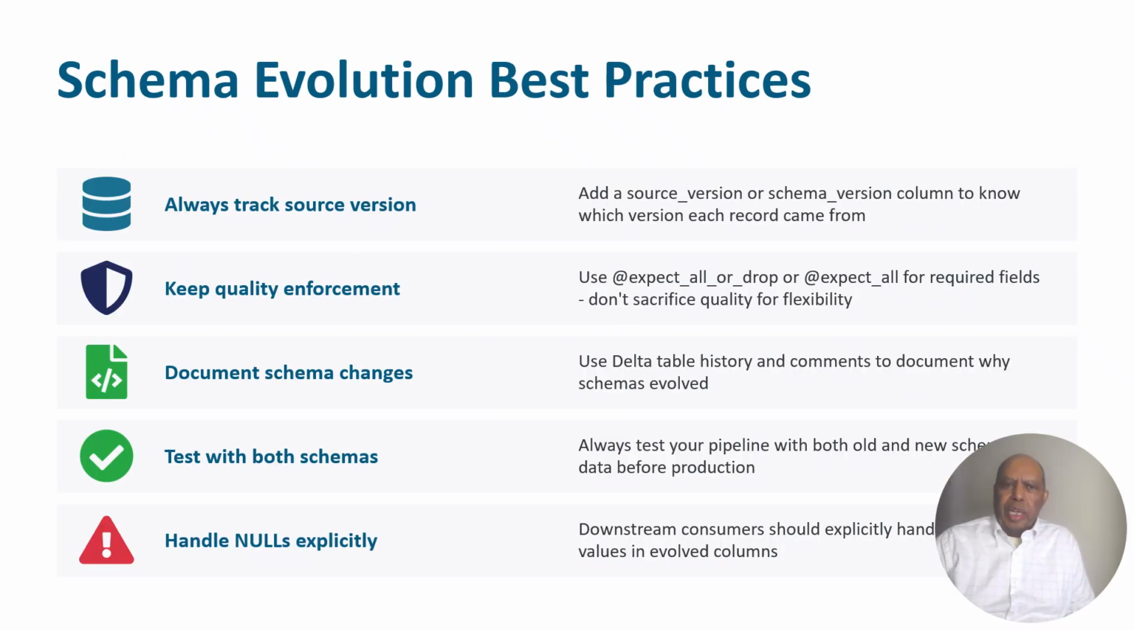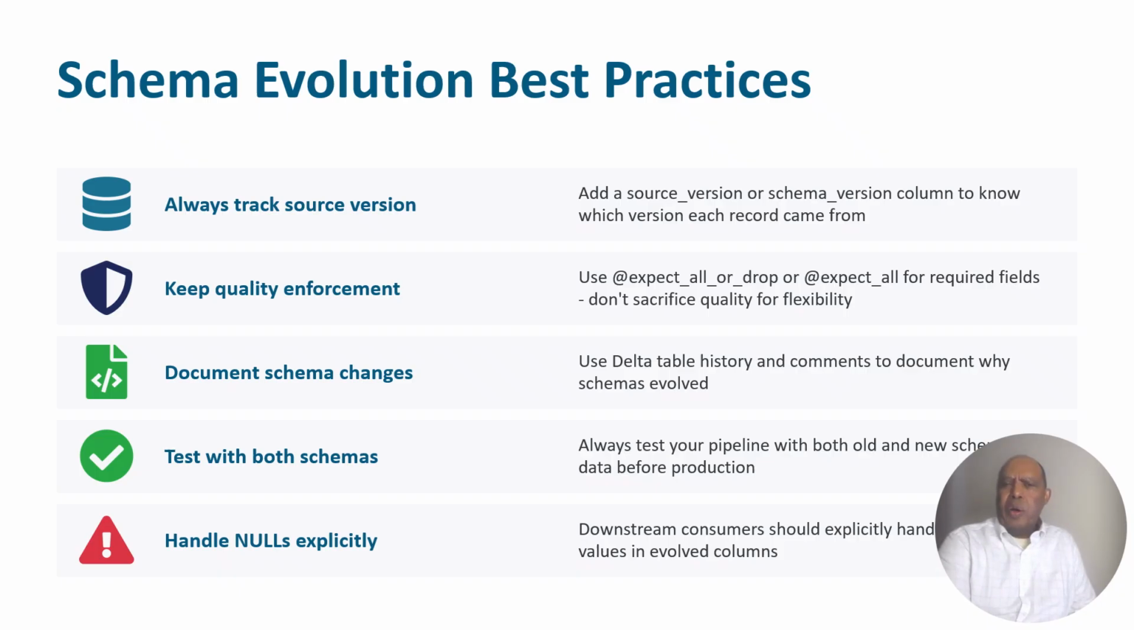Now, before we close, let me give you 5 best practices for schema evolution. Number 1 is always track source version. So add the source version or schema version column. This lets you know which schema version each record came from. When we are debugging issues or analyzing data quality, this is invaluable. You can say all the null emails are from version 1 source, for example, instead of guessing.